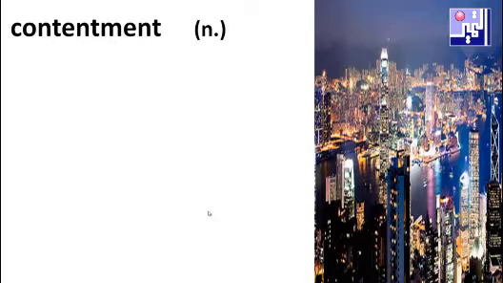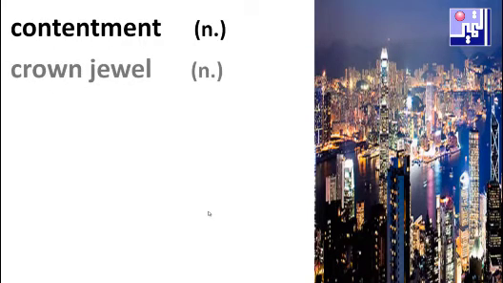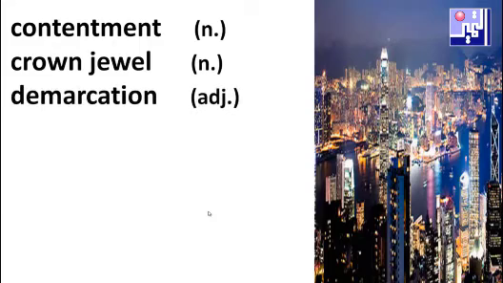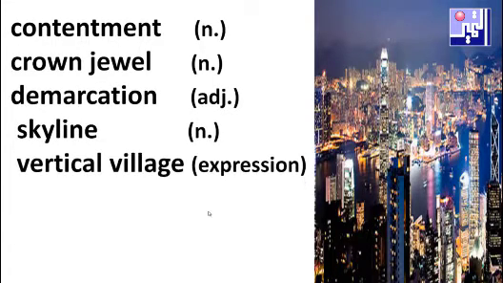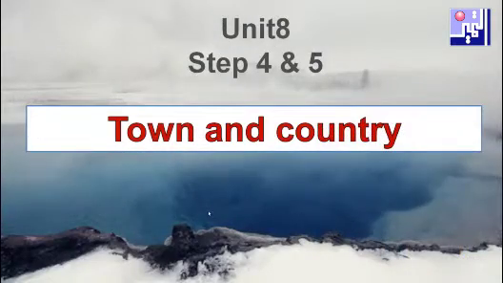We have to summarize what we have taken in this lesson. The first one, contentment. The second one, crown jewel. The third one, demarcation. The fourth one, skyline. The last one, vertical village. Again: contentment, crown jewel, demarcation, skyline, vertical village.